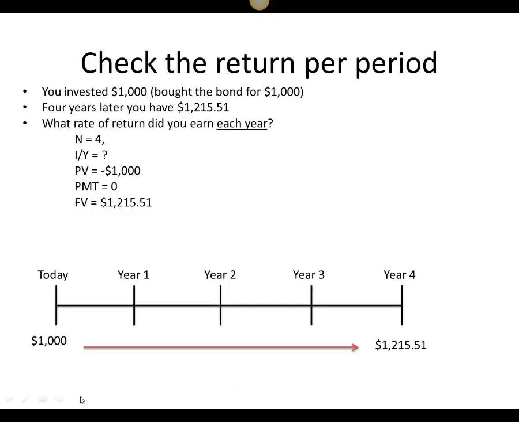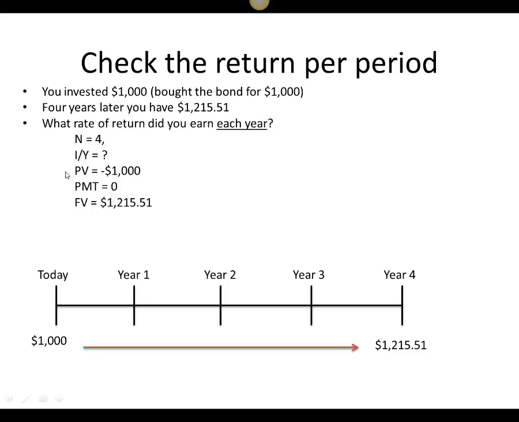Now let's take a look at what rate of return we earn per period. Okay, so we have our bond. We initially purchased it for $1,000. 4 years later, we had $1,215.51. And so what's our rate of return per period over these 4 years? Well, we have n is equal to 4. What we're looking for is the per period interest rate, or I/Y.